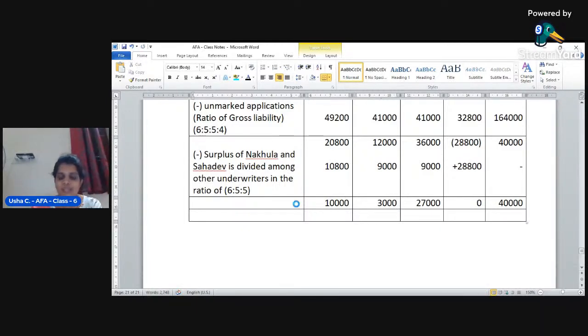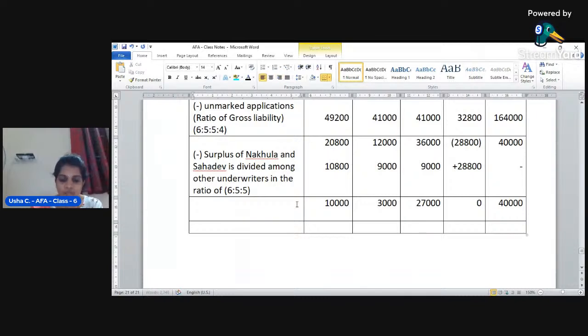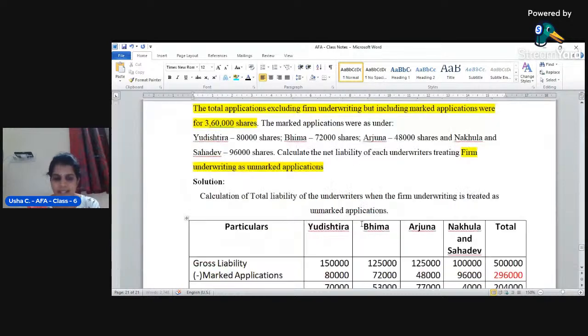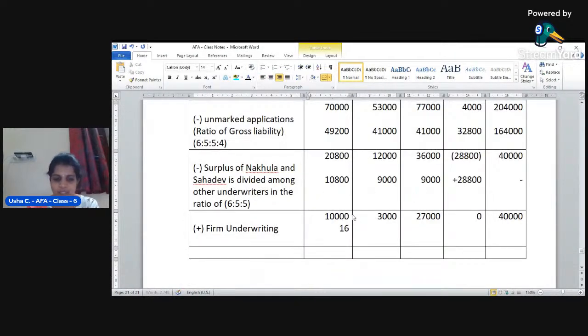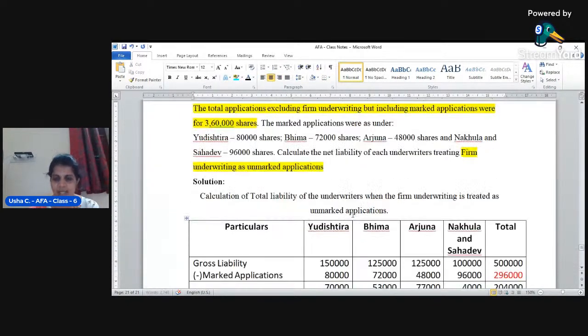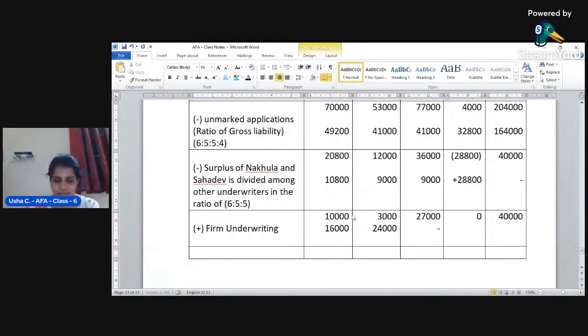Okay. Now what we have to do? We have to add firm underwriting. What is the firm underwriting of the first underwriter? 16,000. Second underwriter 24,000. And third underwriter there is no underwriting. And fourth underwriter is 60,000. Totally it should be 1 lakh.